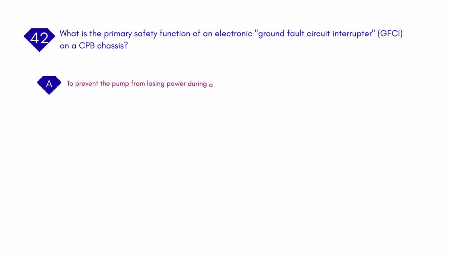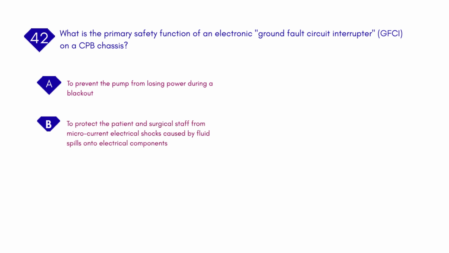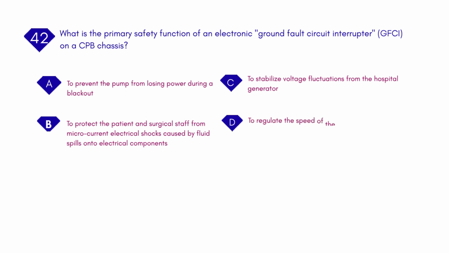What is the primary safety function of an electronic ground fault circuit interrupter, GFCI, on a CPB chassis? A. To prevent the pump from losing power during a blackout. B. To protect the patient and surgical staff from microcurrent electrical shocks caused by fluid spills onto electrical components. C. To stabilize voltage fluctuations from the hospital generator. D. To regulate the speed of the roller pump motor.